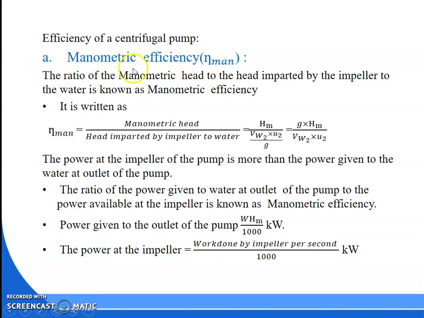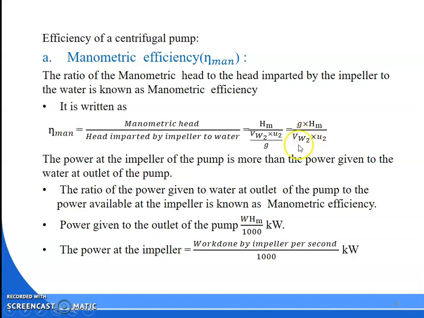Then manometric efficiency. What is manometric efficiency? It is defined as the ratio of manometric head to the head imparted by the impeller to the water. What is the head imparted by the impeller to the water? That is Vw2 U2 divided by g, because Vw1 is 0. That much head is imparted by the impeller to the water, or you can say work done. Then what is manometric head? HM. So you can write that g HM divided by Vw2 U2. What is Vw2? Whirl velocity at outlet. So what is the component?